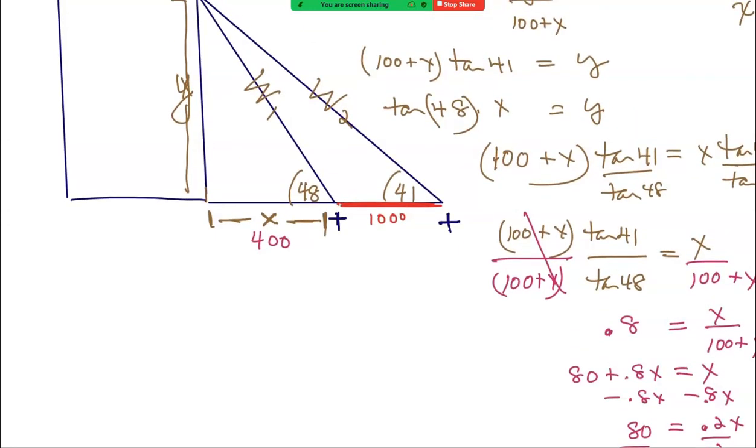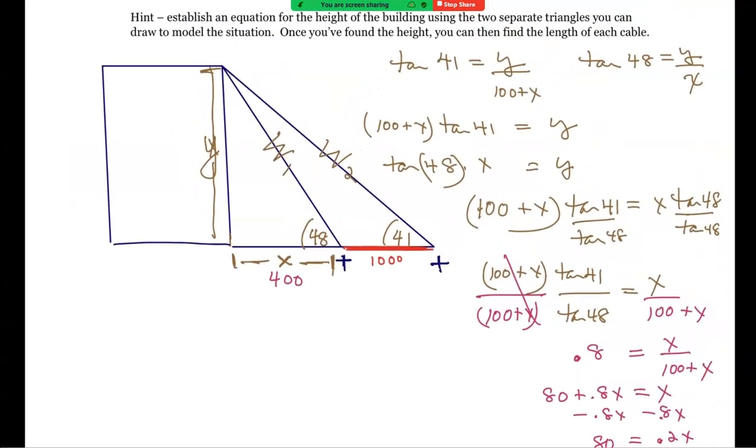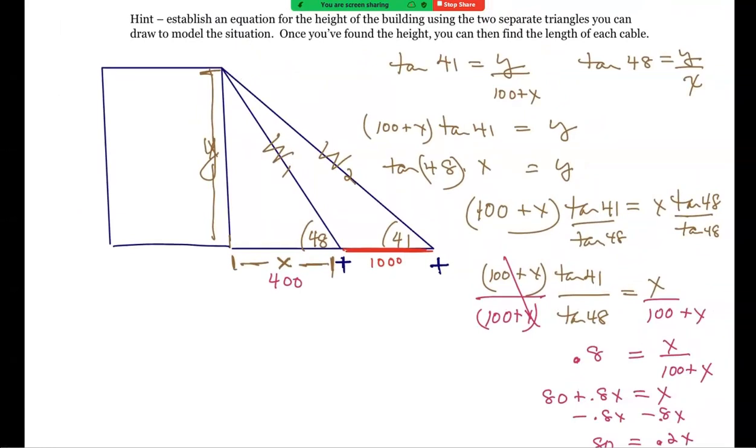Now they want to know the wires. So let's do wire 1 first. Wire 1. I can use the small triangle now, and I can say that the tan of 48 equals, well, hold on a second. I have to do one more thing. What didn't I find yet? I didn't figure out the height of the building, right? That was the whole reason. I'll get the wires in just a second. So hang on to this. Let's get y now. Do the easier of the two.